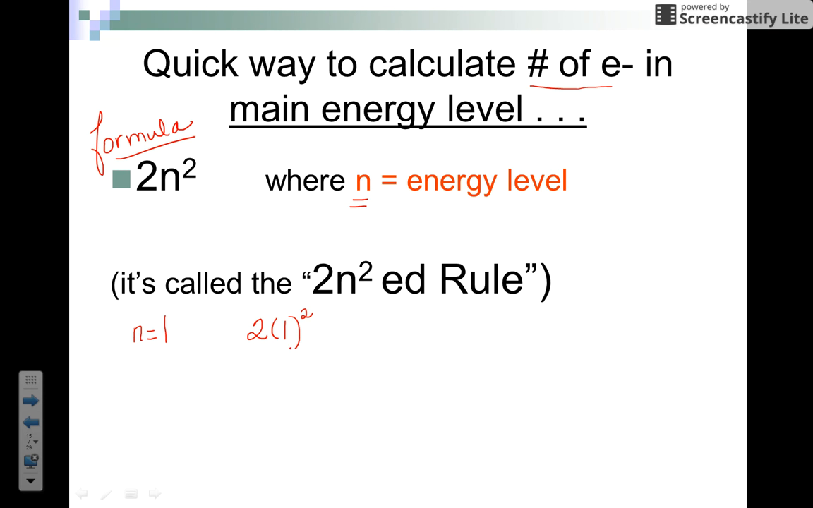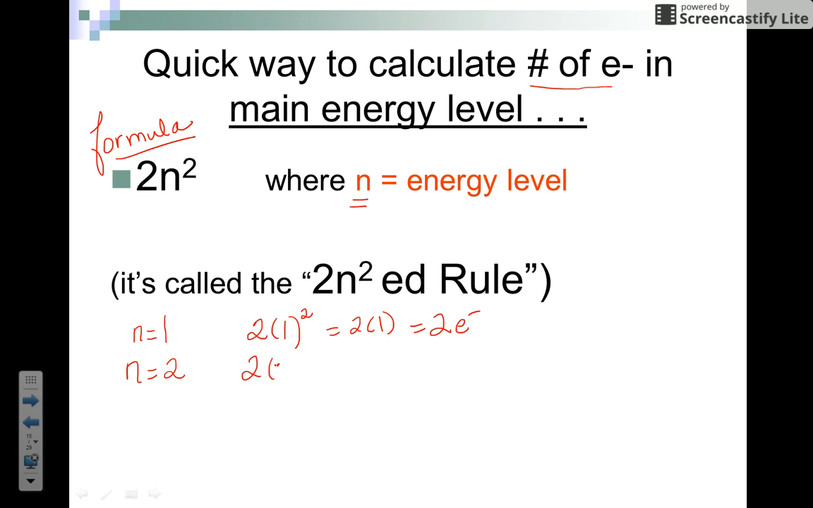2 times 1 squared. Now remember, order of operations, you have to do your powers first. So that's going to give you 2 times 1, which is 2 electrons can fit in the whole first energy level of your atom. That's why when you draw your Bohr model, the first energy level only can hold 2 electrons.